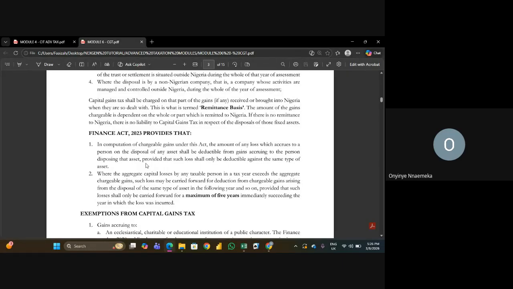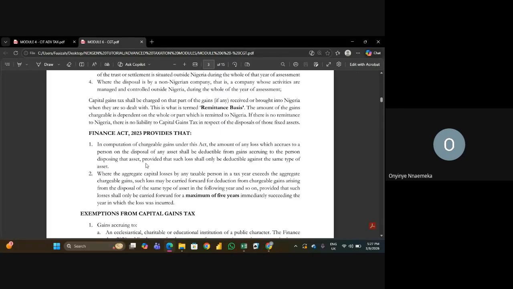So if I sell that car and I incur a loss, CGT is only chargeable on gains, right? So I can decide to keep the loss until I sell another car and have a gain, then I'll relieve that loss from the gain of that car. It has to be the same type of asset. I cannot incur a loss on a car, and when I sell one land, say I want to relieve the loss of the motor on the land. It's not possible. It has to be the same type of asset.